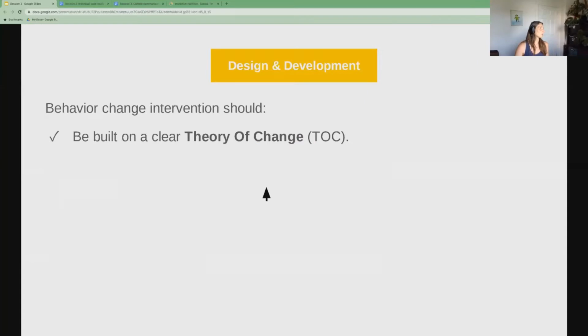So after we understood the context, we start getting the feedback. We'll start designing and developing our campaign.